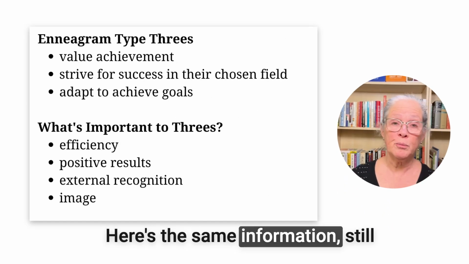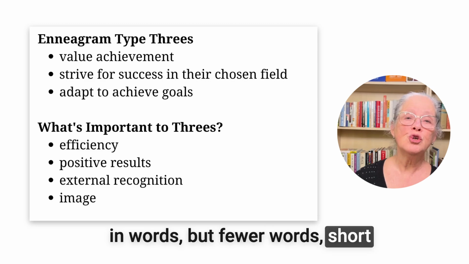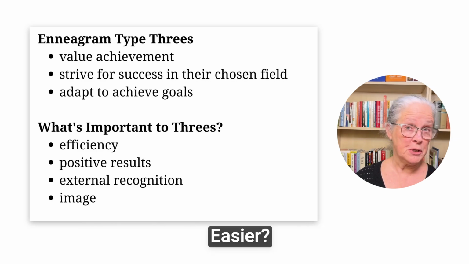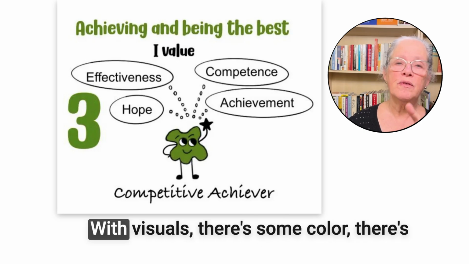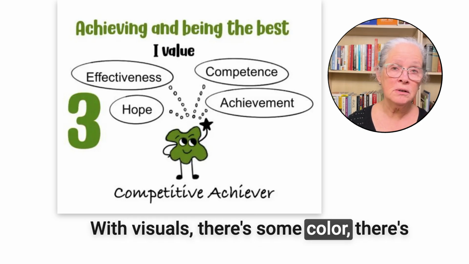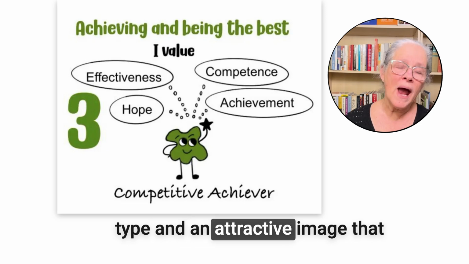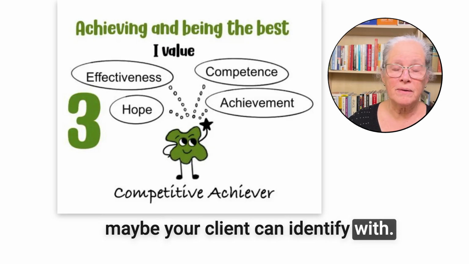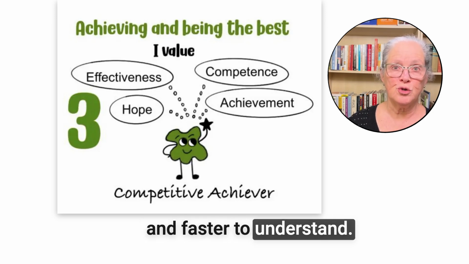Here's the same information, still in words, but fewer words, short phrases, and grouped with headings. Easier? Probably. And here's a third version with visuals. There's some color, there's a strong number to anchor it to the type, and an attractive image that maybe your client can identify with. Definitely easier to remember and faster to understand.